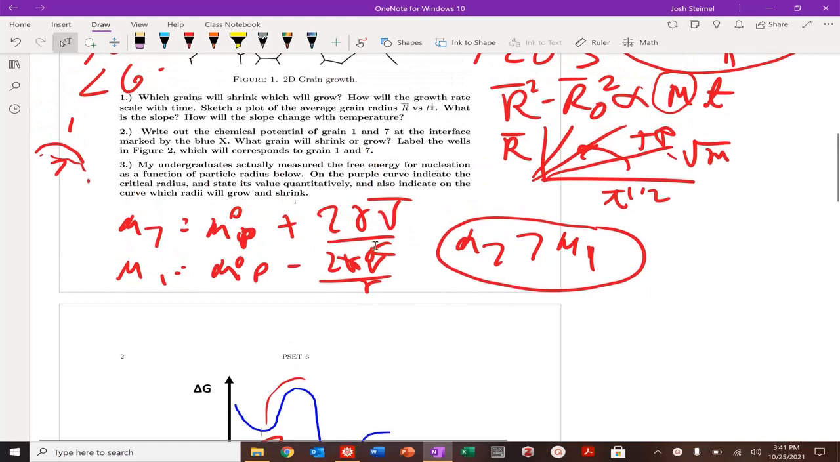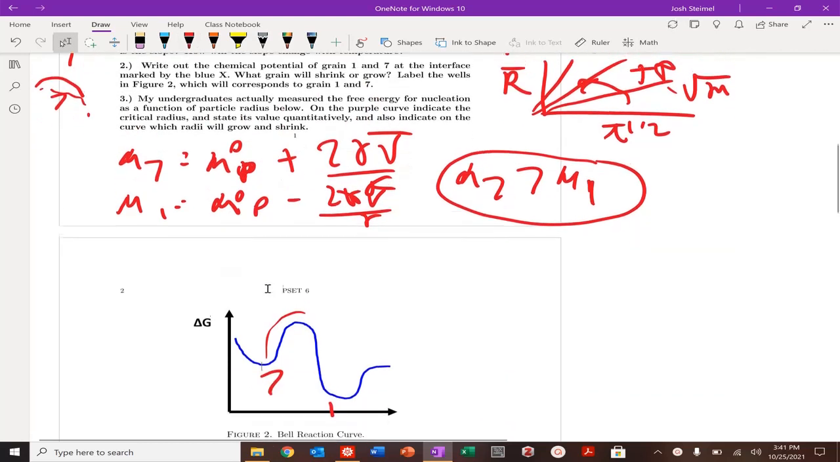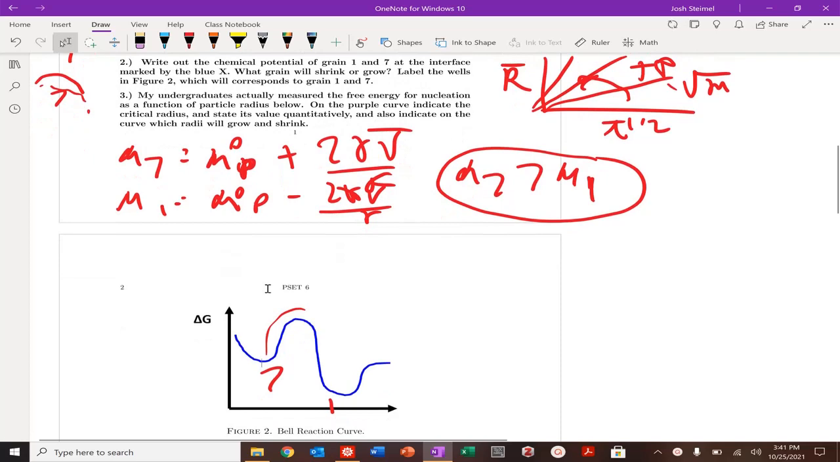Excellent. So my undergraduates actually measured the free energy for nucleation as a function of particle radius below. On the purple curve, indicate the critical radius and state its value quantitatively.